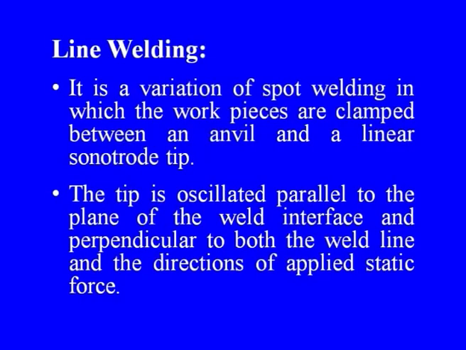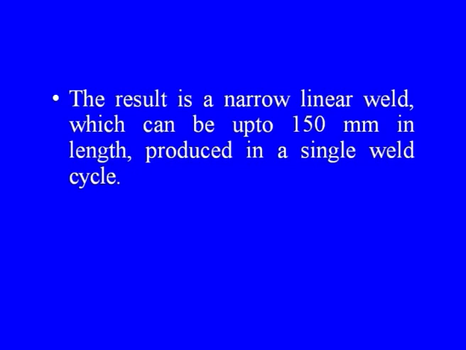Now, let us talk about line welding. It is a variation of spot welding in which the workpieces are clamped between an anvil and a linear sonotrode tip. The tip is oscillated parallel to the plane of the weld interface and perpendicular to both the weld line and the direction of applied static force. The result is a narrow linear weld which can be up to 150 millimeters in length, produced in a single weld cycle.